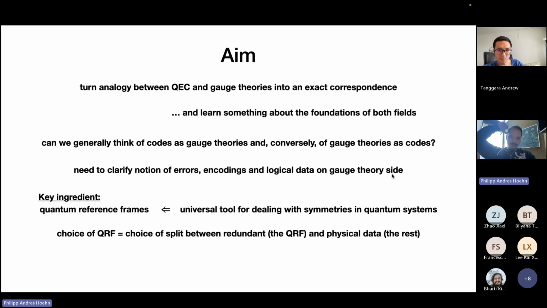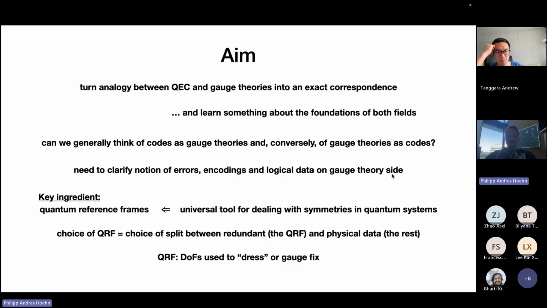In this framework, a choice of quantum reference frame you can think of as a choice of split between the redundant data in your gauge system, and the physical data, which is basically the rest. That redundant data, the redundant degrees of freedom, will be your quantum reference frame. In general, there will exist many such splits, which is related to there being many choices of quantum reference frame. The system doesn't tell you which degrees of freedom are supposed to be redundant. As I mentioned previously, it's really a choice.